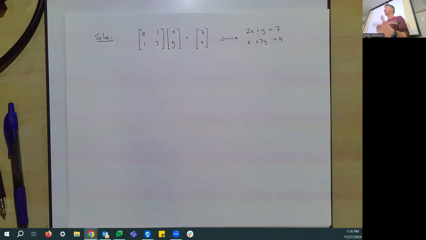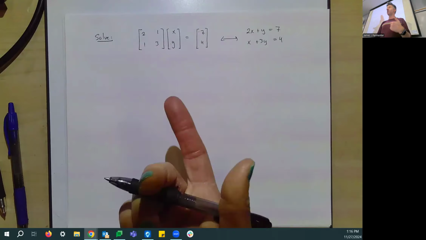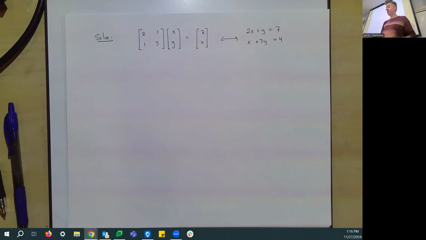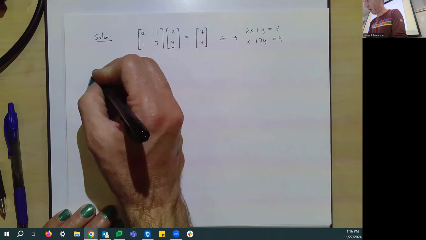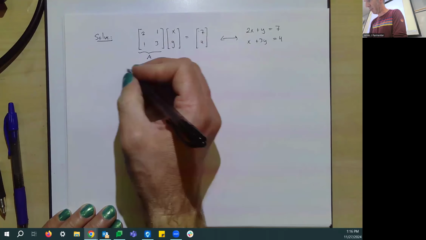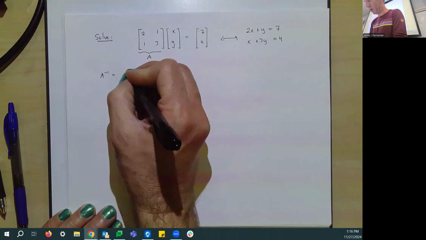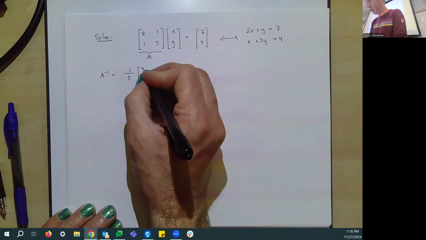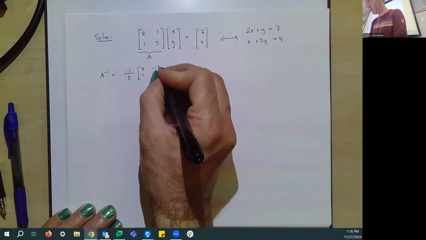But for reasons we'll see in a little bit here, it's really in our interest to talk about how you solve this using matrices, which is just to multiply both sides by the inverse matrix. So we're going to say, okay, well, if I call this matrix A, which is typical, A inverse is going to be 1 divided by 5 times the matrix 3, -1, -1, 2.